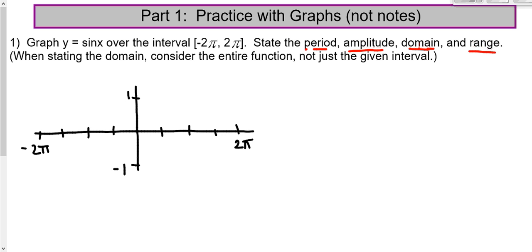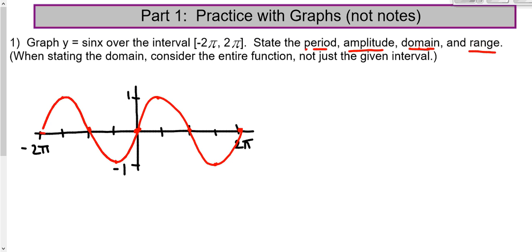Okay, so for the sine graph, we're going to go through 0, 0. So starting there, you go from the middle to the top, to the middle, to the bottom, to the middle. There's one complete sine curve. Same thing on the other side. We're at the middle, to the bottom, to the middle, to the top, to the middle.